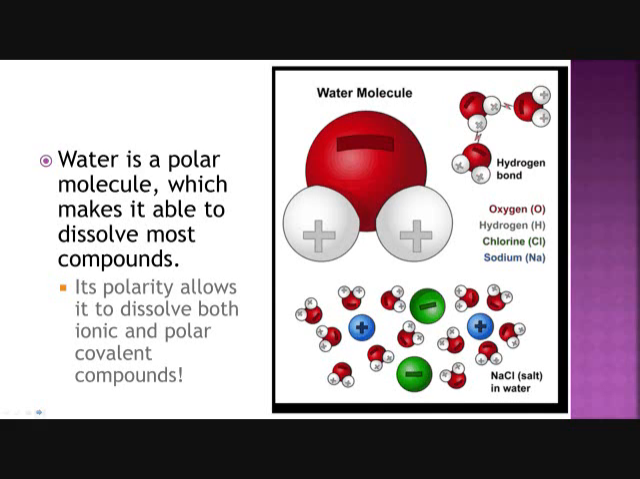So, like Aiden said, water is a polar molecule, which makes it able to dissolve most compounds. Its polarity allows it to dissolve both ionic and polar covalent compounds. So this picture shows the ionic form. And what is that interaction called between the ions in the waters? Which type of intermolecular force? Yeah, but what else? Hydrogen bond.